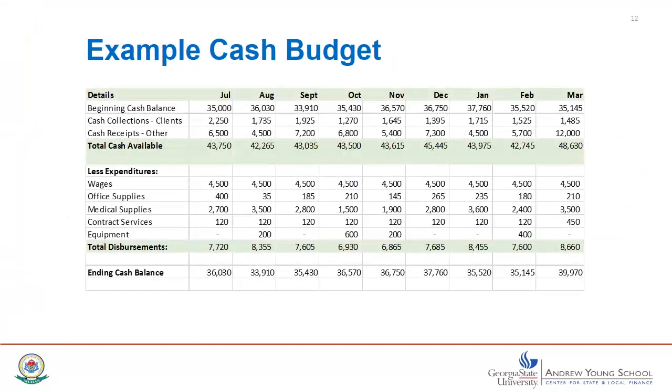Here's an example of a cash budget. At the top, it shows the beginning cash balance and the cash inflows from clients and others to produce the total cash available per month. Below that section are disbursements, or outflows of cash, which occur when paying staff and for other purposes. The difference between cash in and cash out is the ending cash balance.